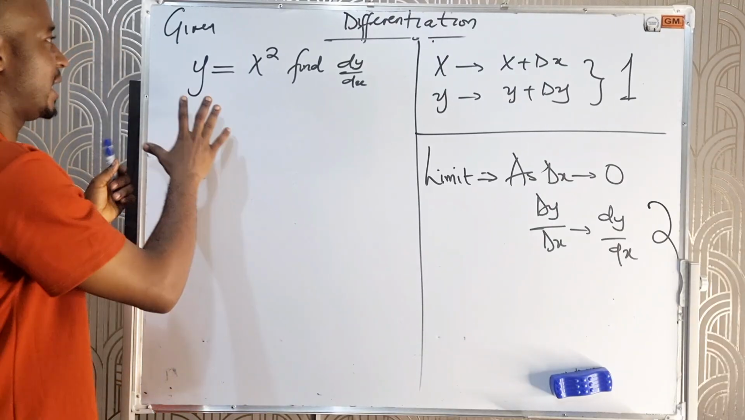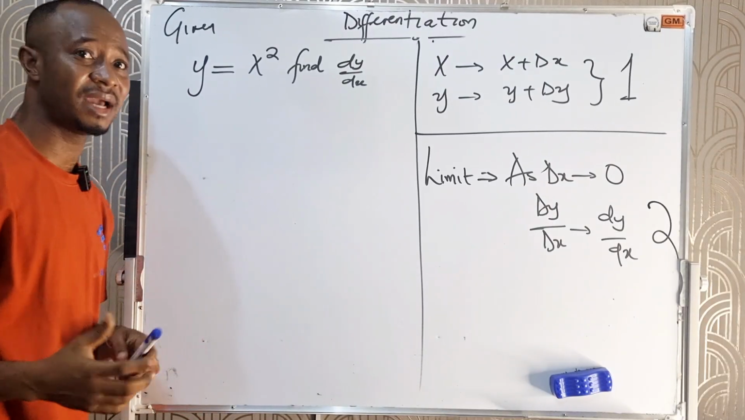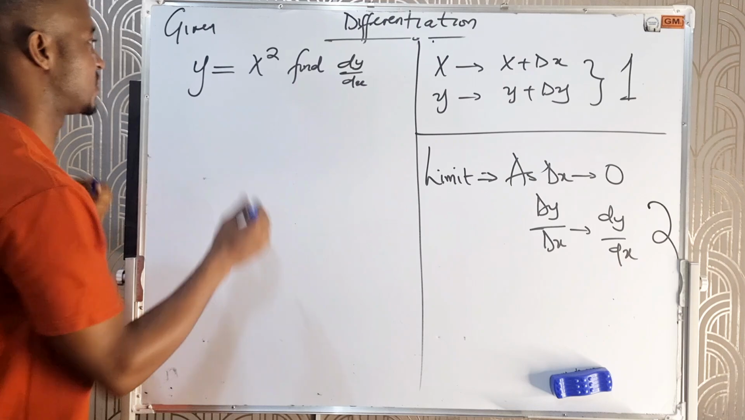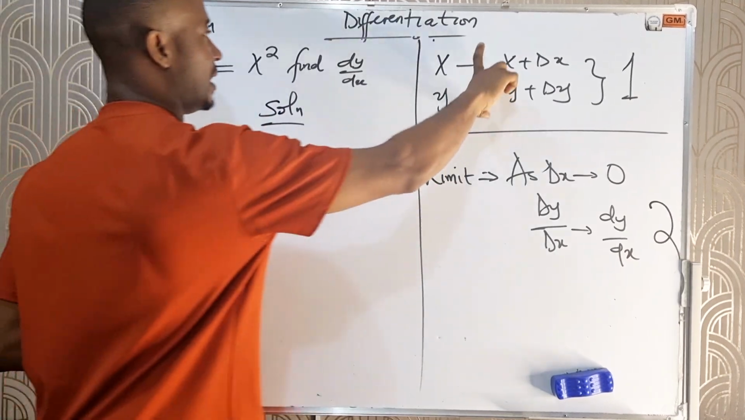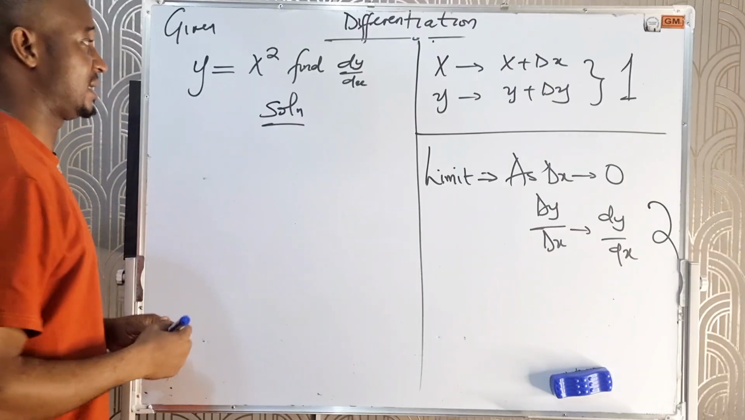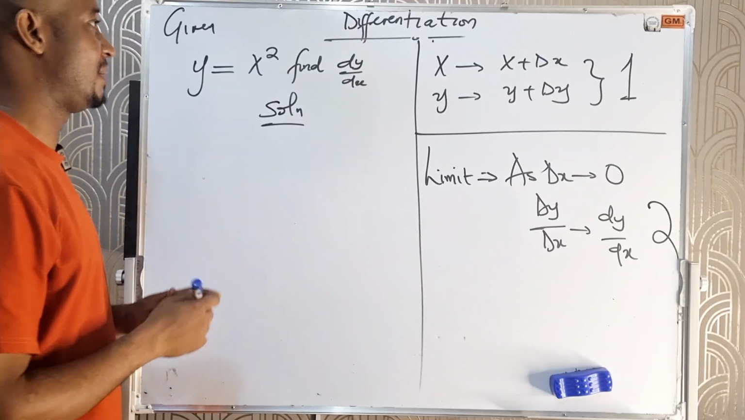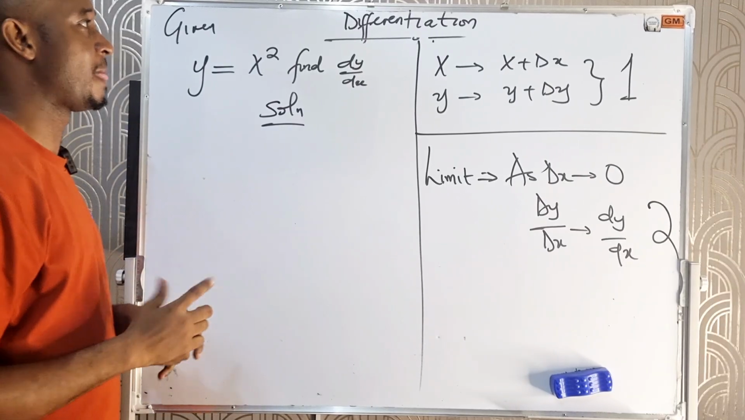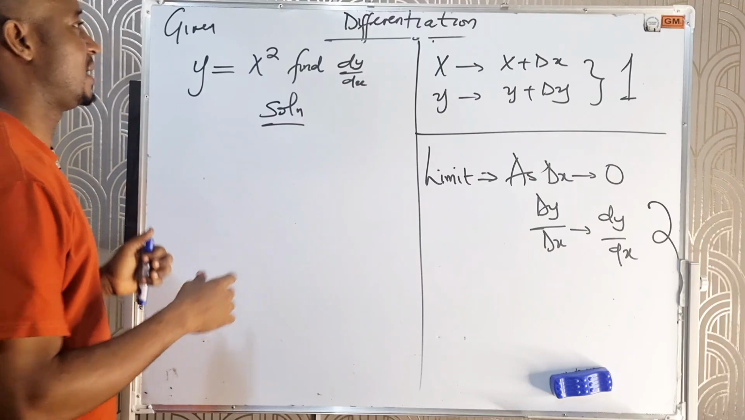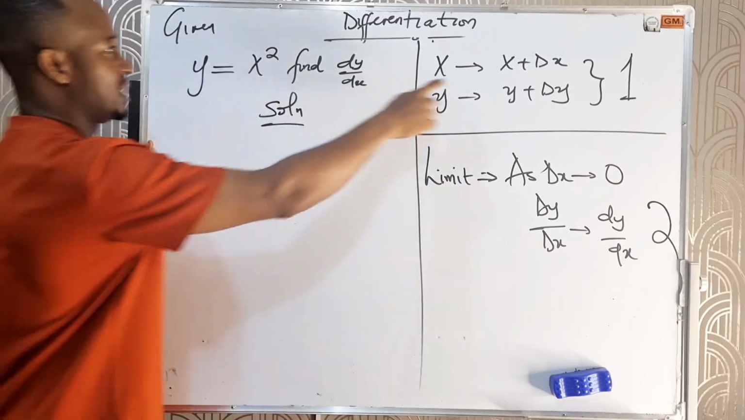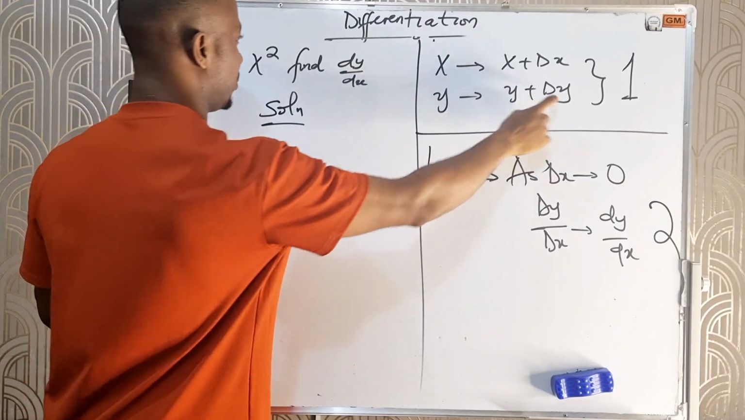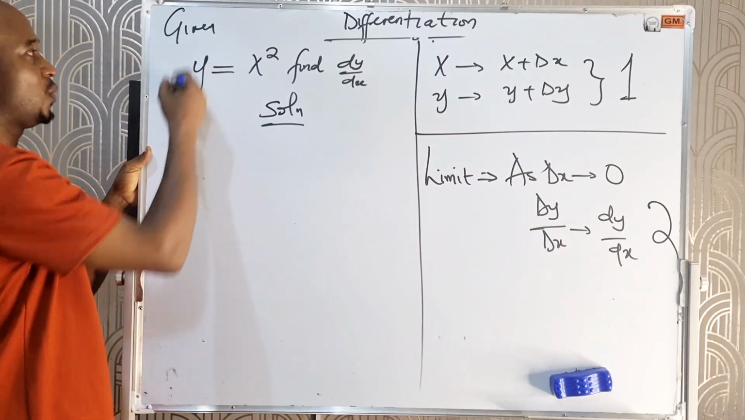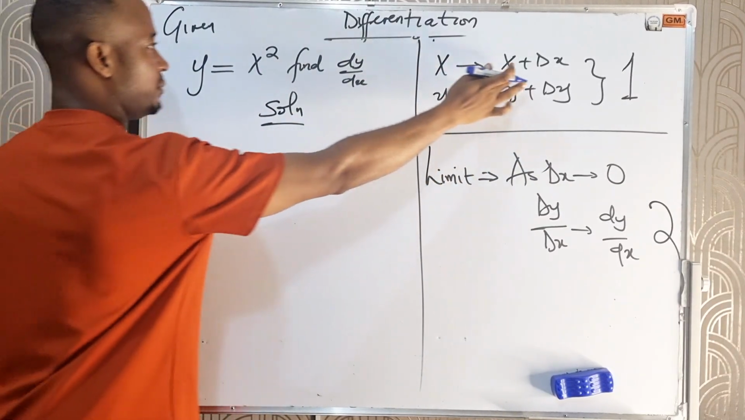Now, if I have y equals x squared, find dy/dx. The solution to this is that we have to let there be an increase in x and y. Let there be an increase in x and y. That's the first step. Now, increase in x means I will replace my x with x plus delta x. Increase in y means I will replace my y with y plus delta y. So anywhere I see y, I'll put this. X, I'll put this.